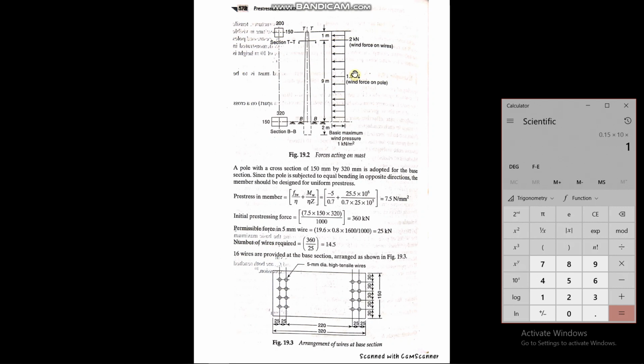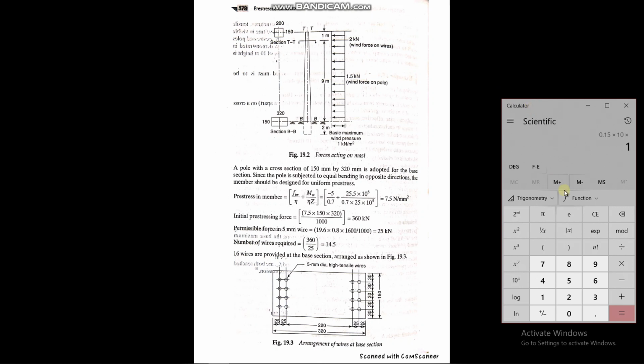Next thing that we need to calculate is how much load these twin conductors are experiencing, and then it is transferring the load to the structure at a height of 9 meter. So it is calculated to be here 2 kilonewton wind force on wires. Again we are going to calculate: the diameter of the wire is given as 10 millimeter in the problem. So that 10 millimeter face will be experiencing the wind blast.